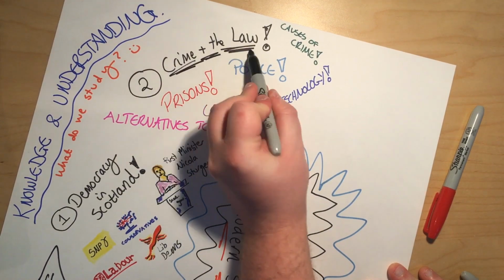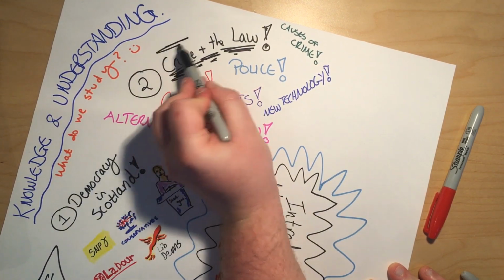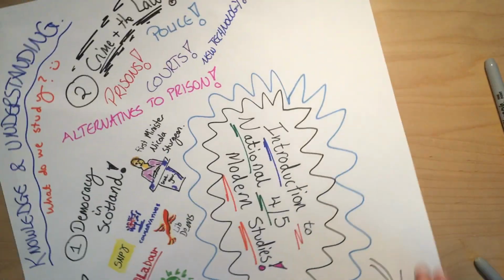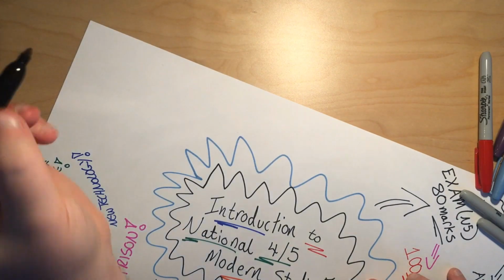We'll be looking at things like the children's hearing system. We'll be looking at the police, and how you can stop crimes in the first place. We'll be looking at causes of crime, so there's a lot to unpack in crime and the law.